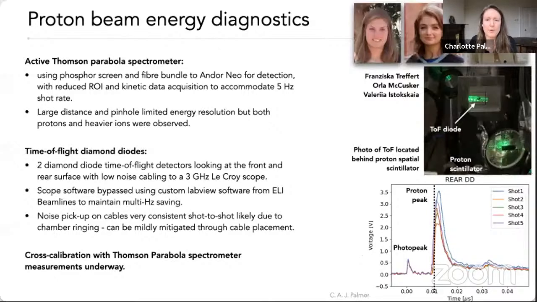Much closer to the interaction, we were able to place a time of flight diode at a few degrees from the target normal. These were diamond diodes provided by Daniele Margaroni, and they were coupled to a 5 gigahertz Acqiris scope using low noise cables. You can see a very dark picture of the time of flight diode here, where it's illuminated by the green laser going through the mesh behind the target. I've included an example trace in the bottom right, showing a relatively weak photopeak and then the rising edge of the proton signal, which we could use to determine the peak energy.